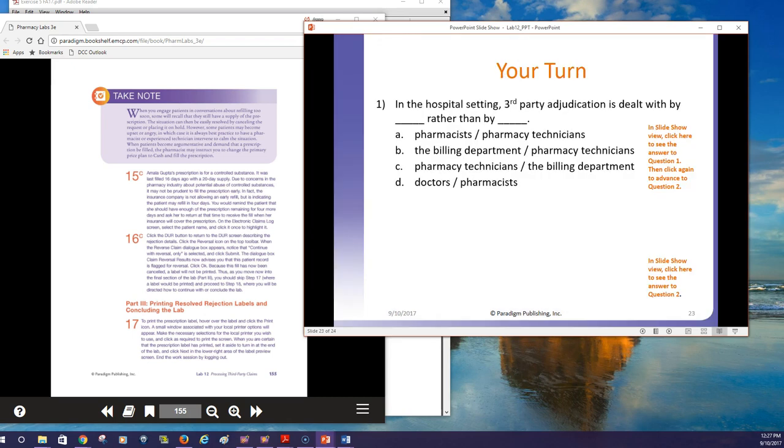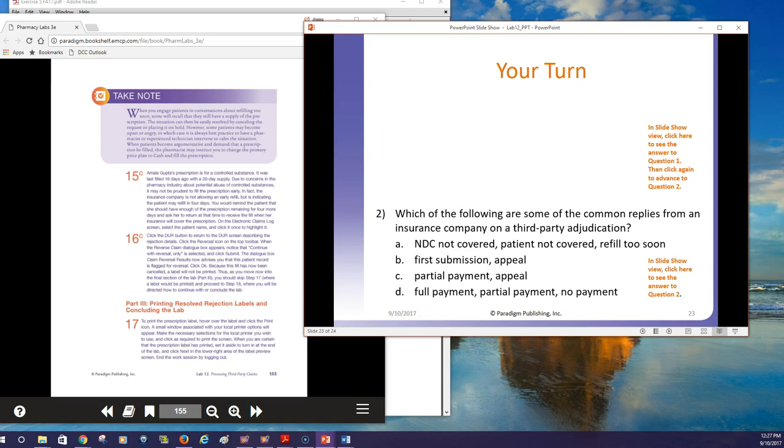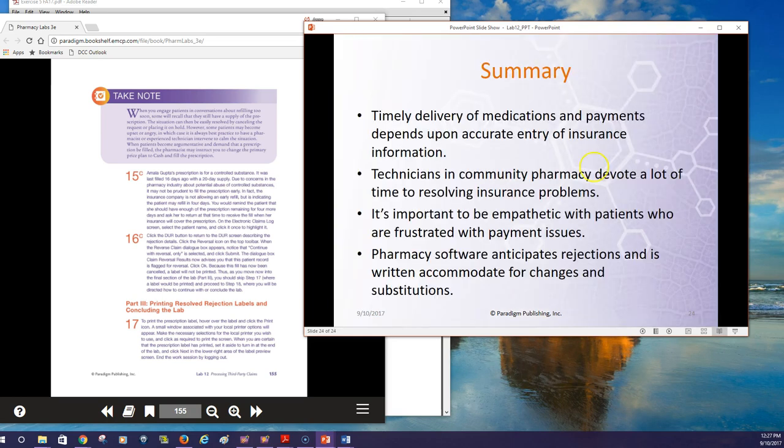In the hospital setting, third-party adjudication is dealt with by blank rather than blank. That would be the billing department rather than pharmacy technicians. Which of the following are some of the common replies from an insurance company on a third-party adjudication? That would be NDC not covered, patient not covered, or refilled too soon. Those are some of the things that we'll be looking for.